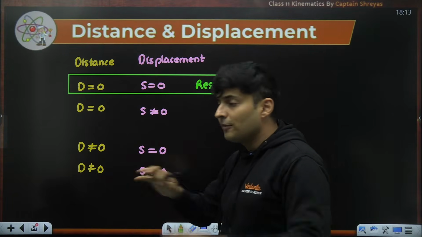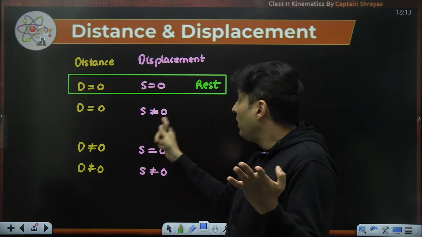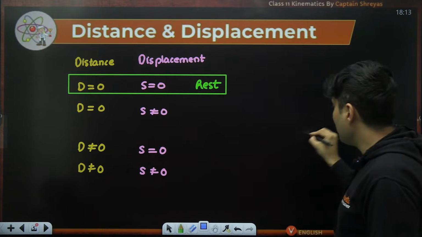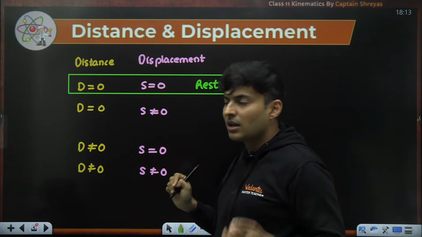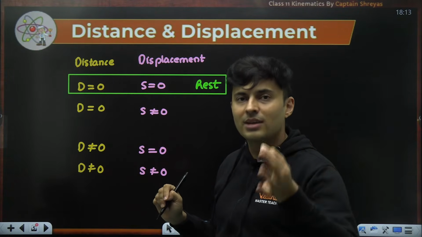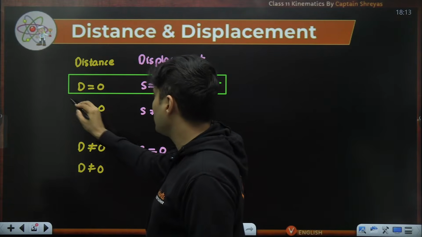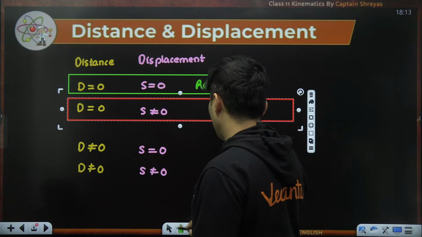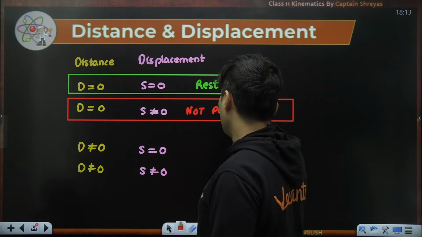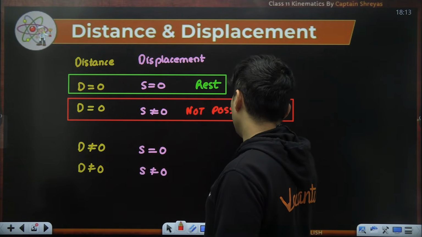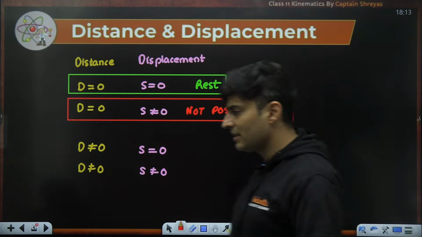Is it possible that I have no distance traveled, the length of the path is 0, but I have moved? That means I was here, now I am here. If I have moved, because there is displacement, 100% I should have covered some path. How is this even possible? So this situation is not possible at all. No matter what you do, it is definitely not possible. Is that making sense? Clear, everyone?